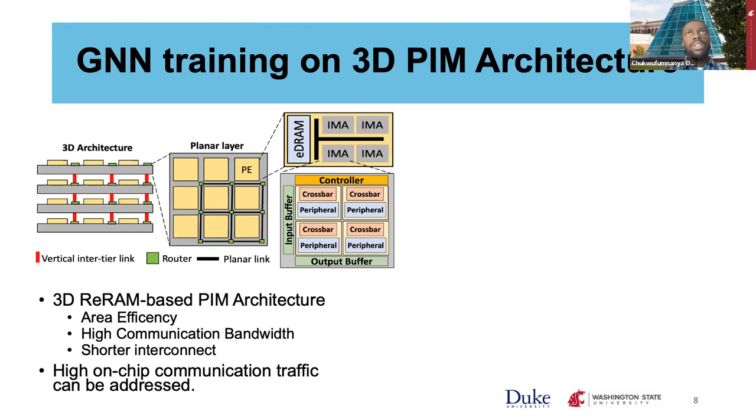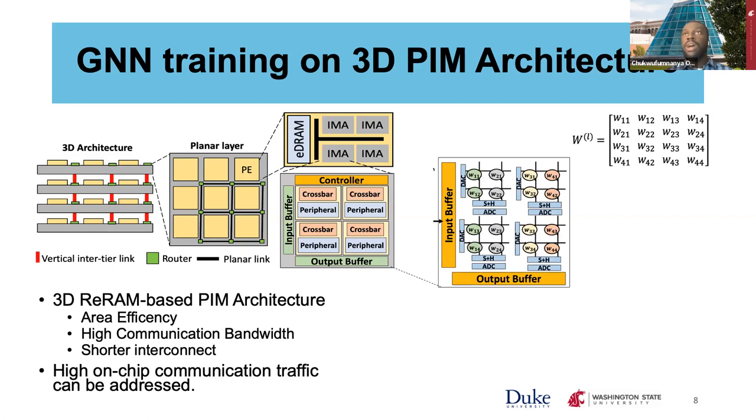A common architecture which has been proposed is the 3D PIM architecture, where you have different planar layers stacked on top of each other and connected by through-silicon vias. The advantage of this architecture is that it gives us higher communication bandwidth, shorter interconnects, and it's very area efficient. It can also help us address the significantly high on-chip communication traffic. On the right-hand side, I'm showing how we map a weight matrix in a given GNN to each of the compute elements. IMA here represents in-memory multiply-accumulate units, which consist of ReRAM crossbars by themselves. So this is how we map a given GNN weight matrix to the crossbar.